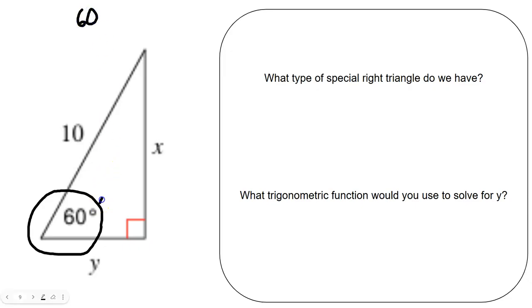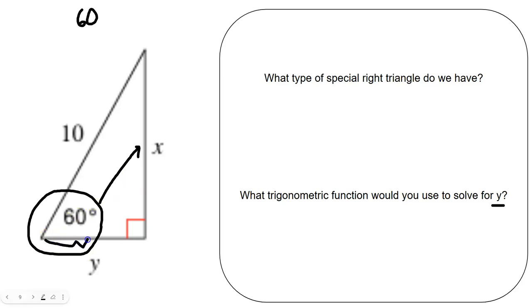I'm going to draw an arrow to the opposite side. Notice that I'm looking for the value of y. So I don't need x and I don't have x. That means that I can't use my opposite side. So sine is O over H, opposite over hypotenuse. I can't use that. SOHCAHTOA: cosine is adjacent over hypotenuse.